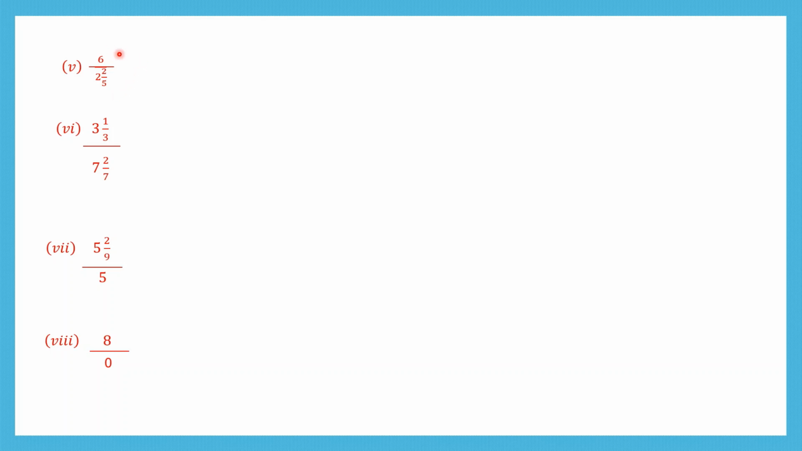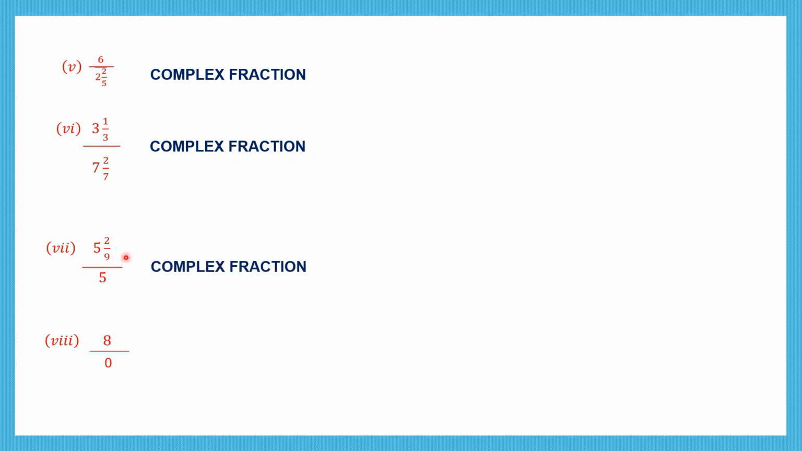Question 5, 6 by 2 2 by 5. So numerator we have 6 and denominator we have a mixed number 2 2 by 5. So this is a complex fraction. Question 6. We have 3 1 by 3 in the numerator and in the denominator we have 7 2 by 7. So this is also a complex fraction. Question 7. 5 2 by 9 is the numerator and denominator is 5. So since we have a mixed fraction here, this is a complex fraction.